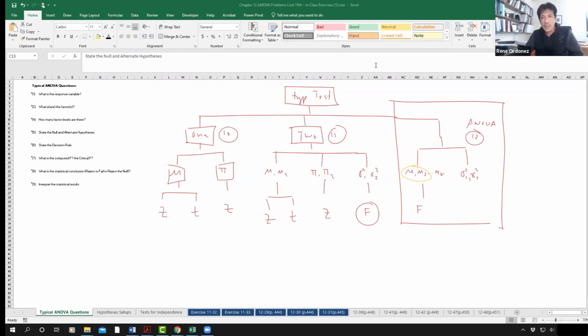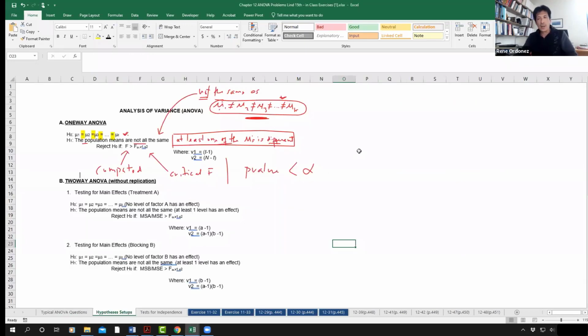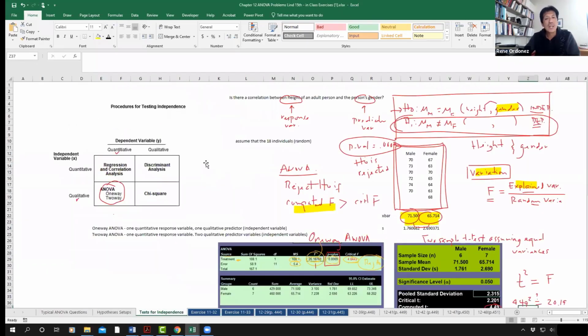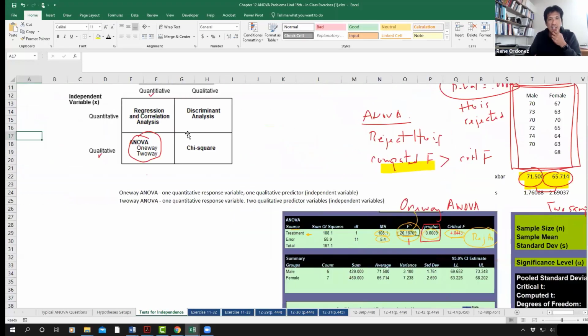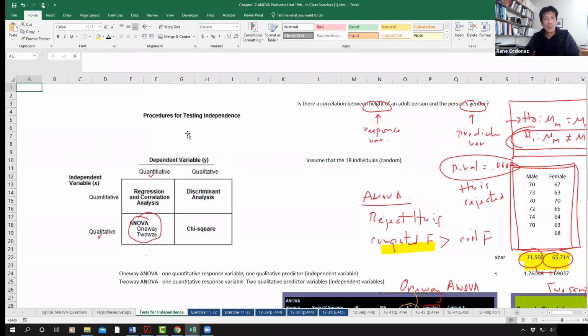Hello, good afternoon, everyone. Okay, so today we're going to continue with what we started last session. Last session we focused on the one-way ANOVA, and then we did at least 3 problems involving one-way ANOVA.